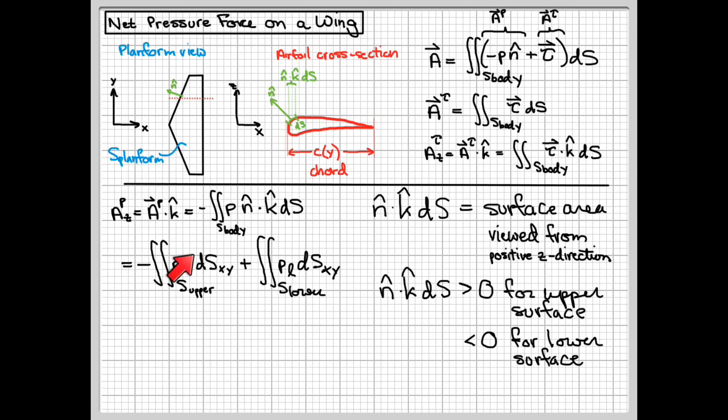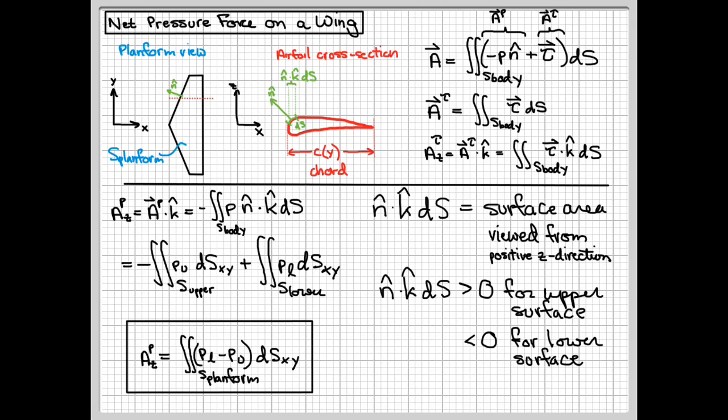Okay, so the last bit of this is to recognize this is just an integral over my planform area. So I can get to my final result here, which is the pressure force in the z direction is PL minus PU integrated over the planform. Okay, now I just want to spend the last minute or so just thinking about what all that means.